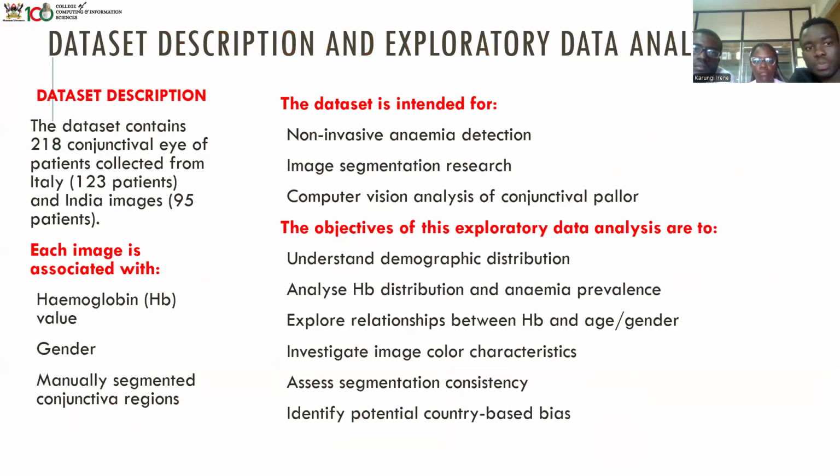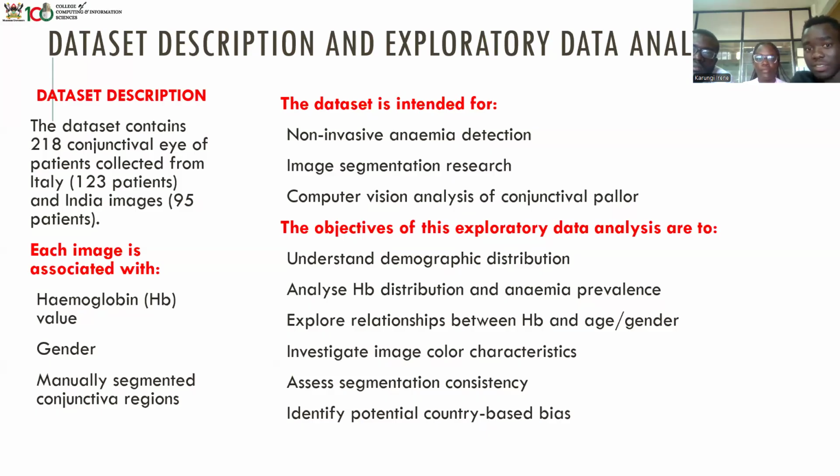And then we go to the dataset description and exploratory data analysis. First, the dataset description. We have around 218 images, and they are divided into two, that is Italy and India. For Italy, that's 123 patients, and for India, about 95 images. Each image has the variables: the hemoglobin level, the gender, and the segmented conjunctiva region. And then we have the intended use of the dataset.